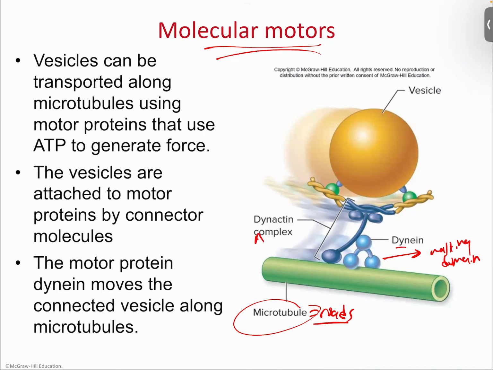This typically will require energy. So you have ATP that will come in and energize this domain. And that's a necessary component. And then the other piece is called the cargo binding domain. This is the one that hangs onto your cargo.